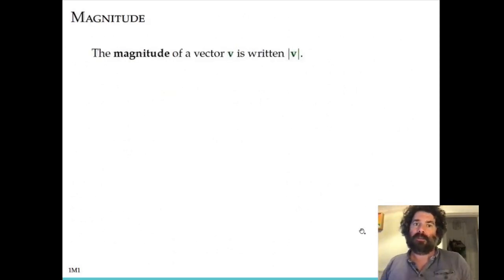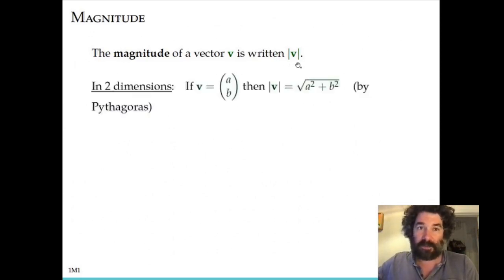Okay, so now let's discuss the magnitude of a vector, how we can calculate the magnitude of the vector in terms of the components of the vector. So as I said before, the magnitude of the vector is often written using this modulus notation, like the modulus of a real number. And sometimes you see the double bars on each side as well.